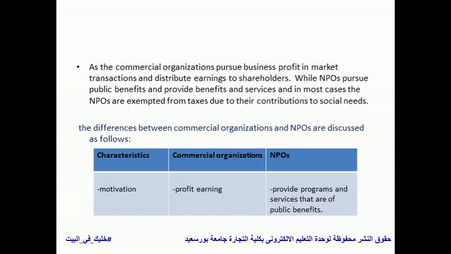This means that the commercial organizations seek business profit in the market and distribute the earnings to shareholders, because commercial organizations are profitable organizations, while the NPOs are non-for-profit organizations. They seek public benefits and provide benefits and services. So, in most cases, the NPOs are exempted from tax. They will not pay taxes due to their contributions to social needs.